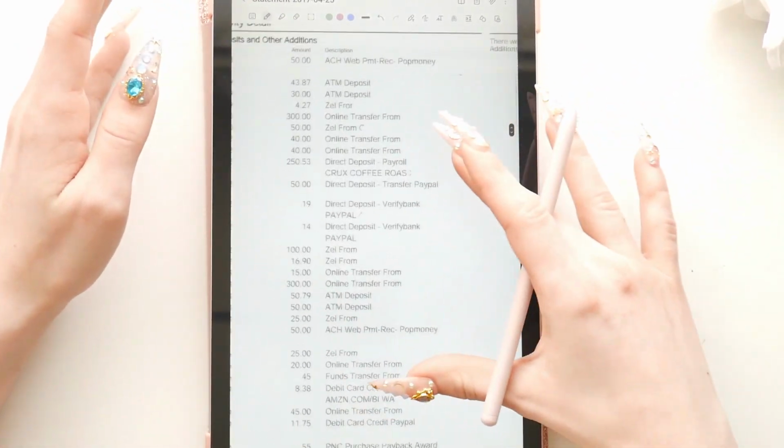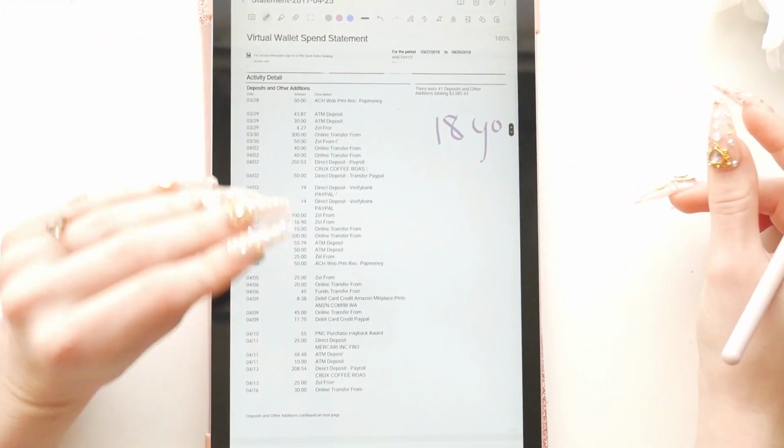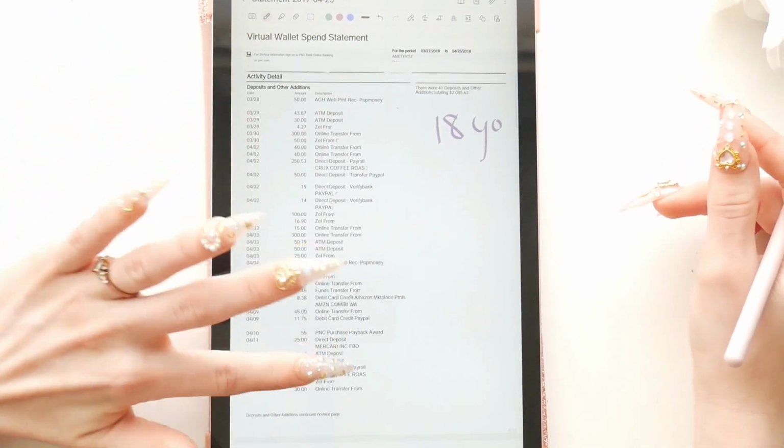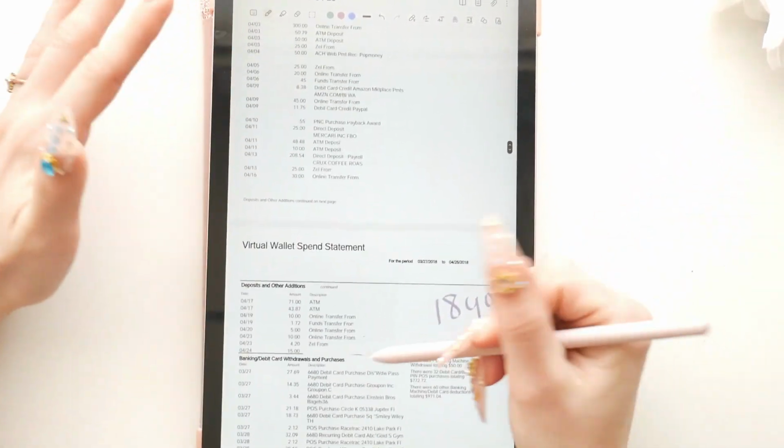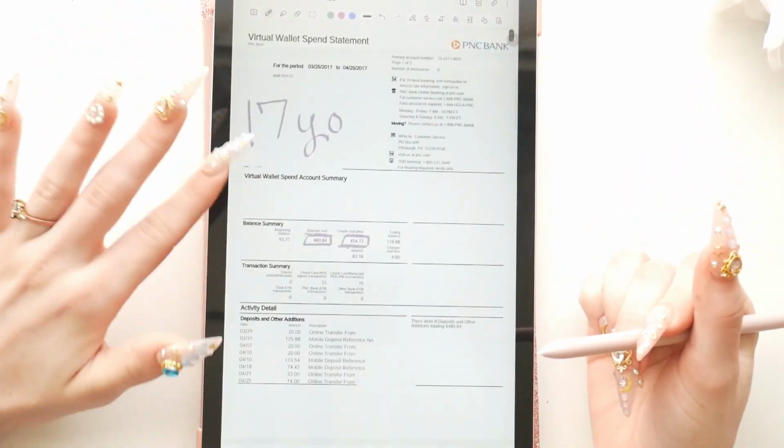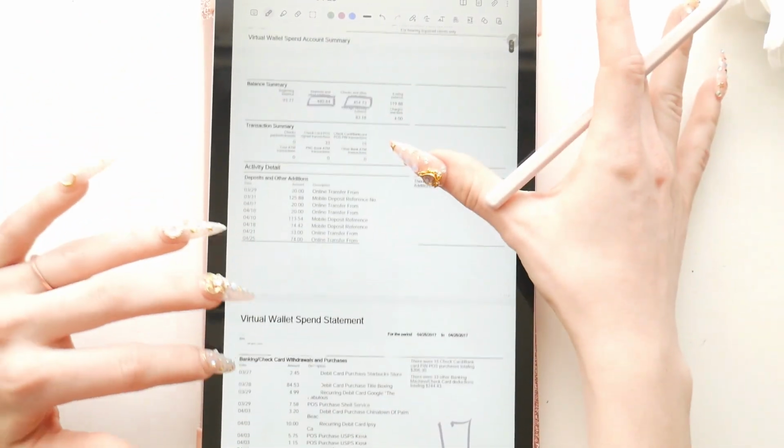Let's see what we did when we were 18 years old. Drastic difference. These are all of my deposits. Deposits end here. And at the age of 17, my deposits were this small little amount right here.